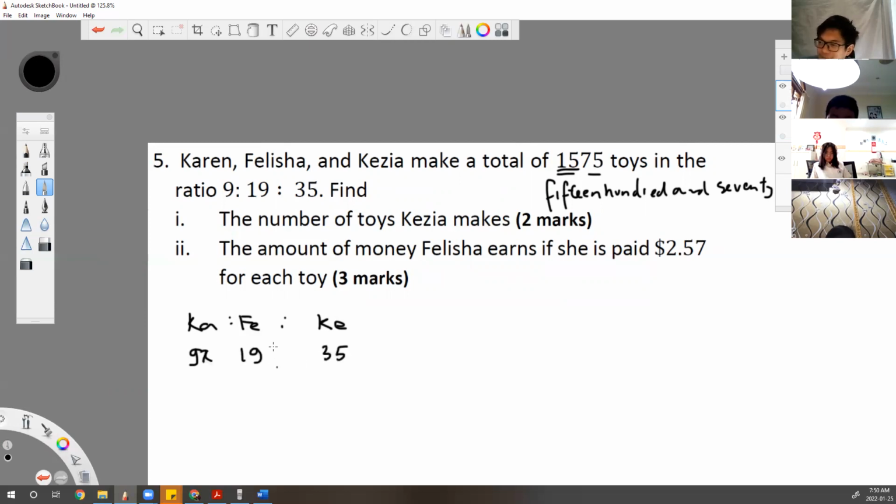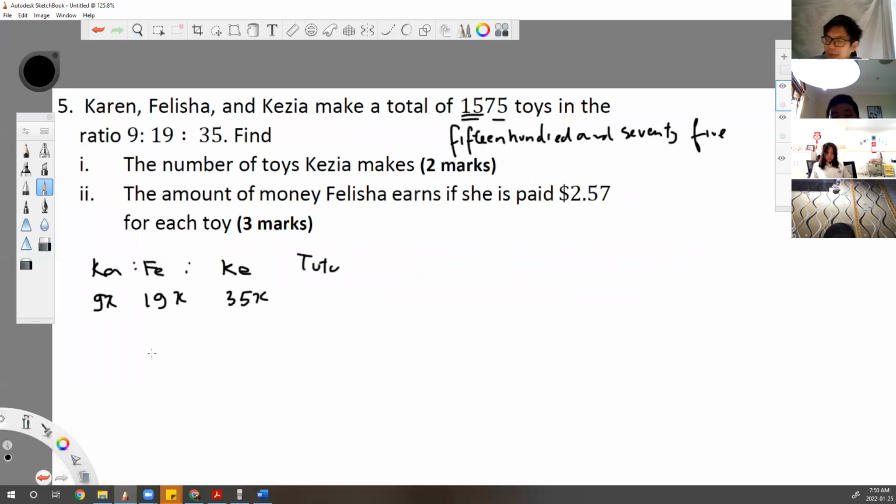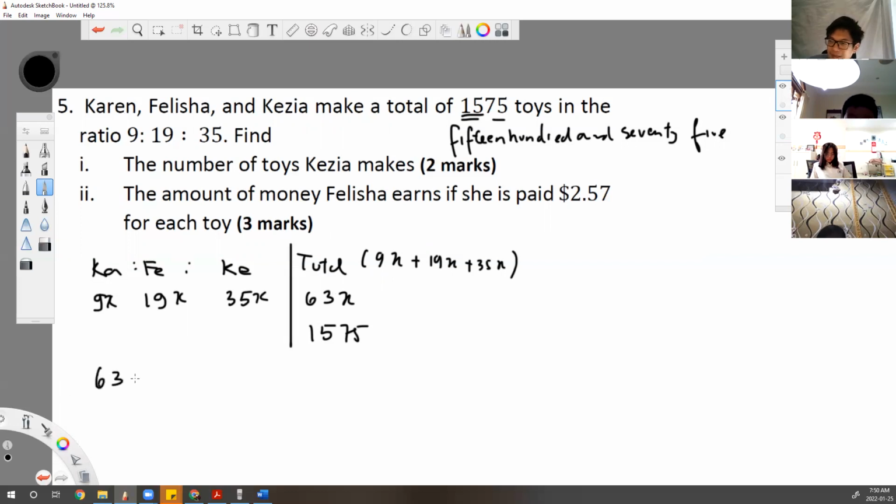Put x. They make a total of 1,575 toys. So the total will be, add all, 9x, 19x, 35x. So 9, 19, 35 is 63x. And it is 1,575 toys in total. So we can understand that 63x equals 1,575. If you want to do the bar model, you can do it as well.